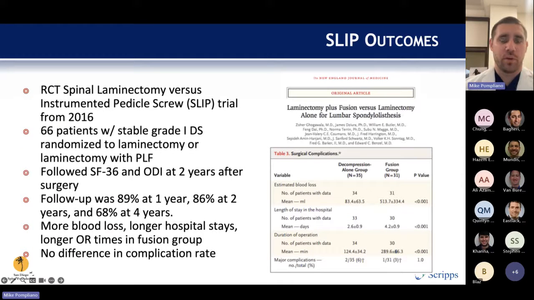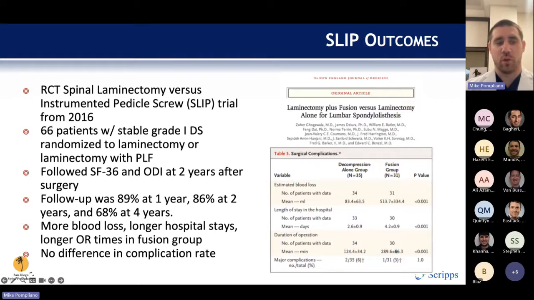I know we reviewed this paper the other day with Journal Club, so I'll kind of briefly go over it. But it was a randomized control trial with respect to spinal laminectomy versus instrumented pedicle screw, the SLIP trial published in 2016. 66 patients with stable grade 1 degenerative spondylolisthesis randomized to laminectomy or laminectomy with posterior lateral fusion, and then 2-year follow-up for the SF-36 and ODI score. Follow-up did decrease over time, specifically from 2 to 4 years. It decreased from 86 to 68%.